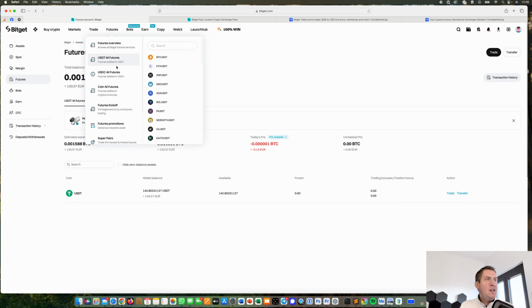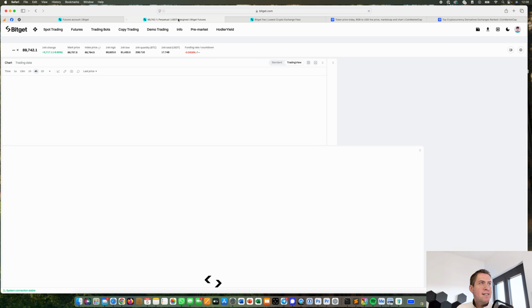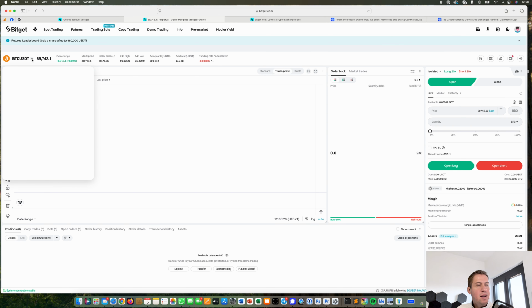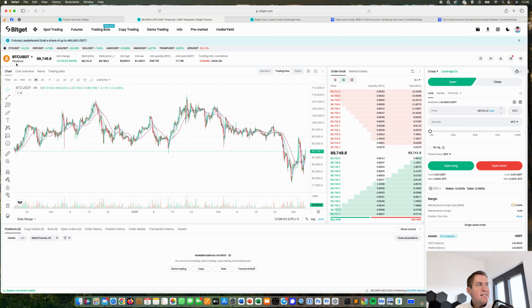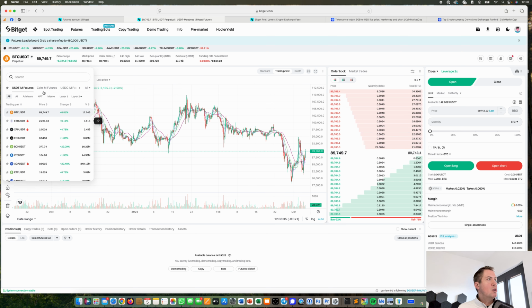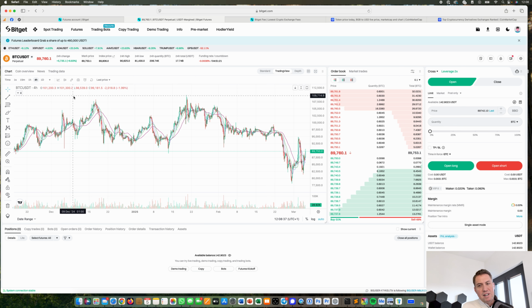And then we can basically start trading. Let's have a look at the USDT contracts. I have the Bitcoin contract here, BTC against USDT, and it's a perpetual here. Most of the contracts on Bitget are perpetuals, so that basically means the contracts don't expire.